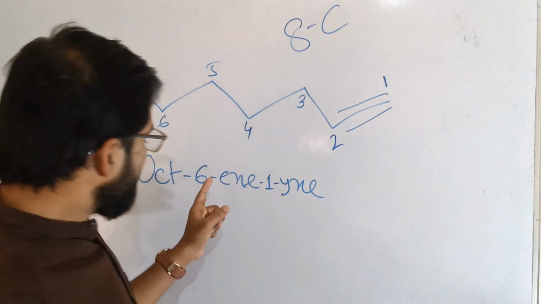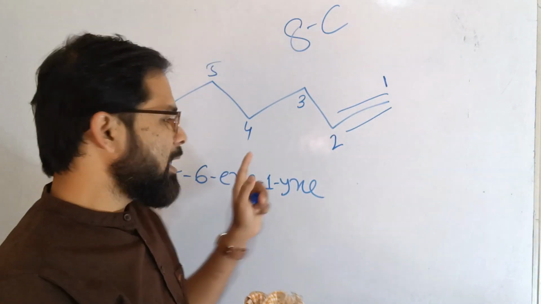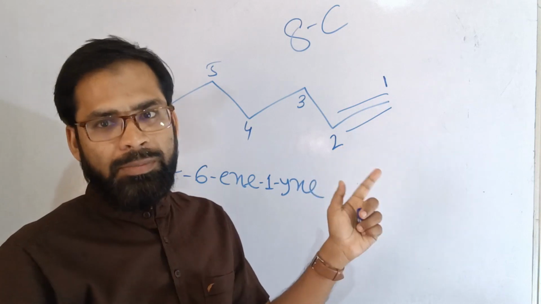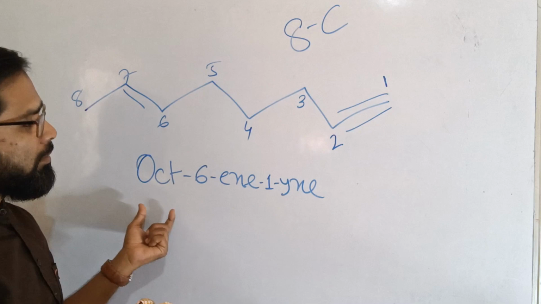I told you that between a number and a letter, that will be the hyphen. Between numbers, that will be the comma. So here you have to maintain that.